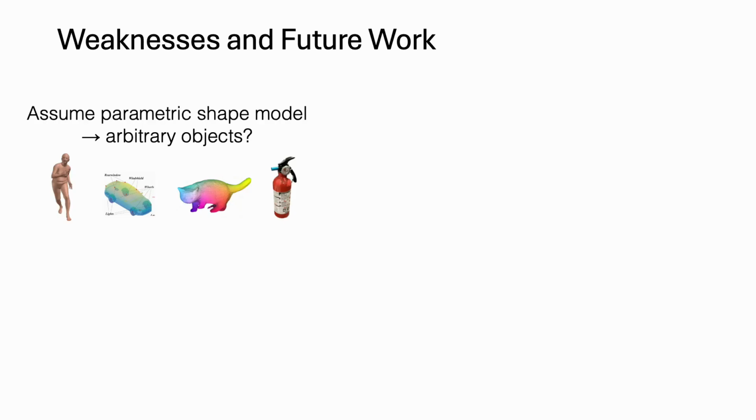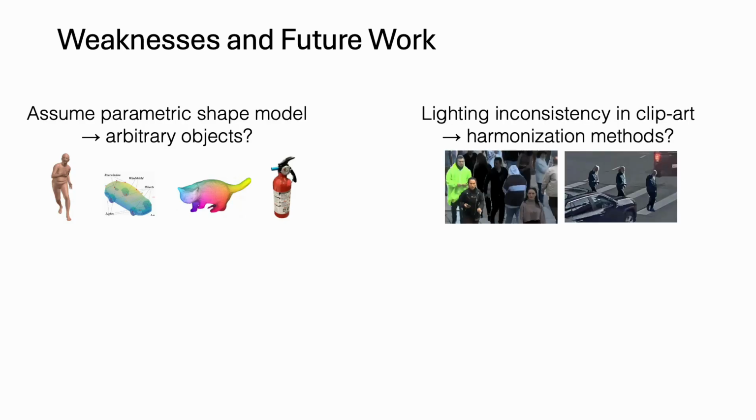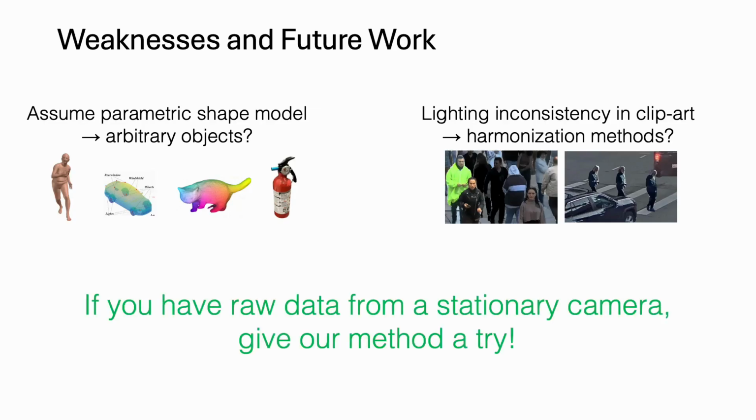In terms of weaknesses, our method still assumes a mean-shaped model for objects such as cars and humans. With recent advances in arbitrary object reconstruction, we hope to be able to relax this assumption. Second, although clip art cut and paste helps maintain the perspective, it's not perfect. With recent progress of the vision-based model, I think they can help tremendously to make it look more realistic. And finally, if you have time-lapse images from any stationary cameras and you want to improve your robustness to occlusion, please give our method a try.